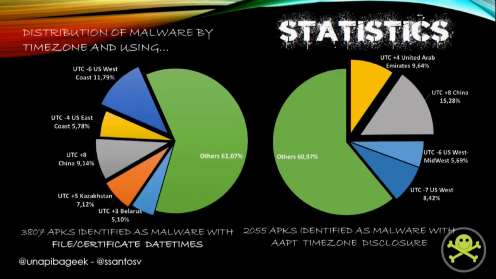We did it here the other way around. What we took is all the malware we had with these leakages and checked for the UTC or GMT time zone. And this is what we got. Again, with one technique, the file certificate daytime technique, we got that UTC minus 6 and UTC plus 8 were the ones with more malware. And with the other technique, the AAPT back time zone disclosure, we had basically the same, UTC plus 8 and UTC plus 4.